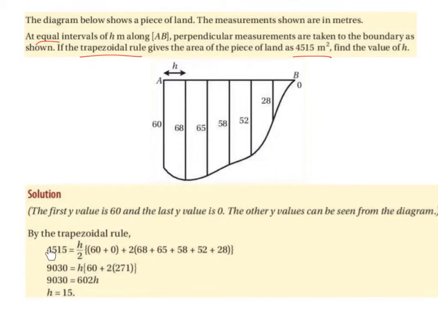4,515 multiplied by 2 is going to be 9,030. So we're multiplying by 2 to get rid of the fraction part there. So we have 9,030 is equal to h times 60 plus 2 times 271. And 2 times 271 plus 60 is going to be 602, and that's all stuck onto the h. And then dividing across by what's stuck onto the h, we have 9,030 divided by 602 is 15. So h is 15. So the distance of each of our intervals is going to be 15 meters.